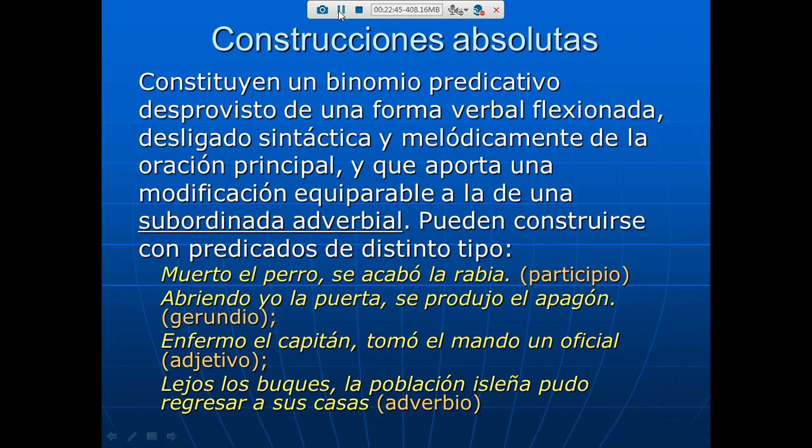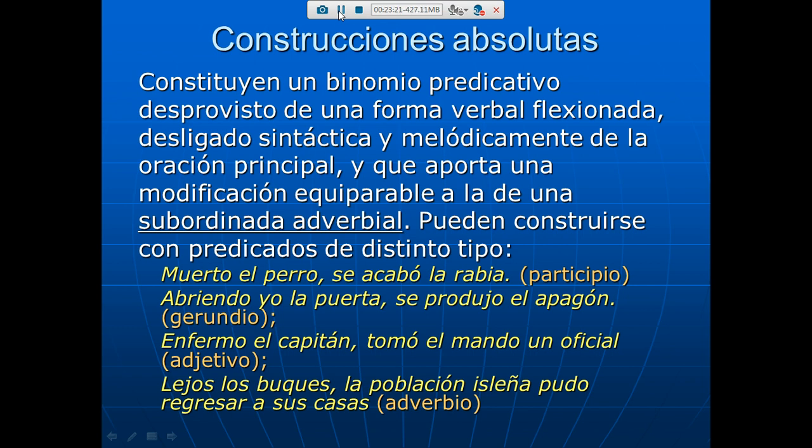Bien, veamos un poquito más algo acerca de las construcciones absolutas en español. Como dije, en esta presentación nos vamos a concentrar en el gerundio, pero se pueden construir con otras formas no verbales. Entonces, constituyen un binomio predicativo desprovisto de una forma verbal flexionada, o sea, el verbo no está conjugado, desligado sintáctica y melódicamente de la oración principal, la entonación, y que aporta una modificación equiparable a la de una subordinada adverbial. Nuevamente tienen la función de una subordinada adverbial.